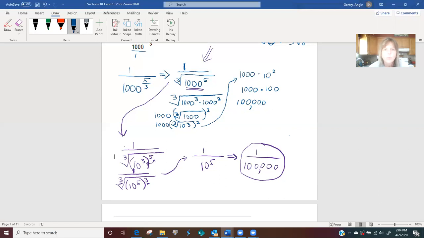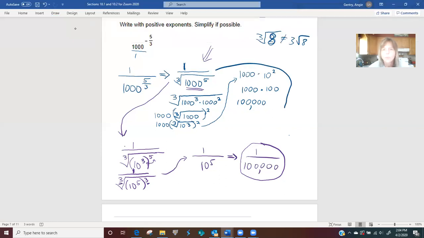So 1 over just the denominator. This is all denominator. This is denominator here. So it's 1 over 100,000.